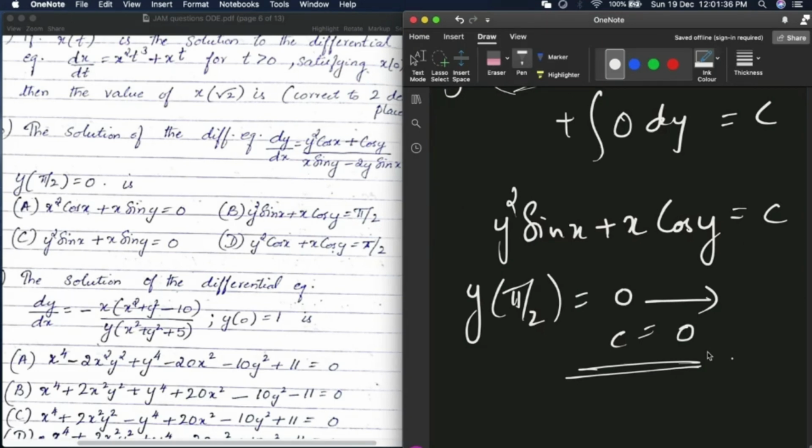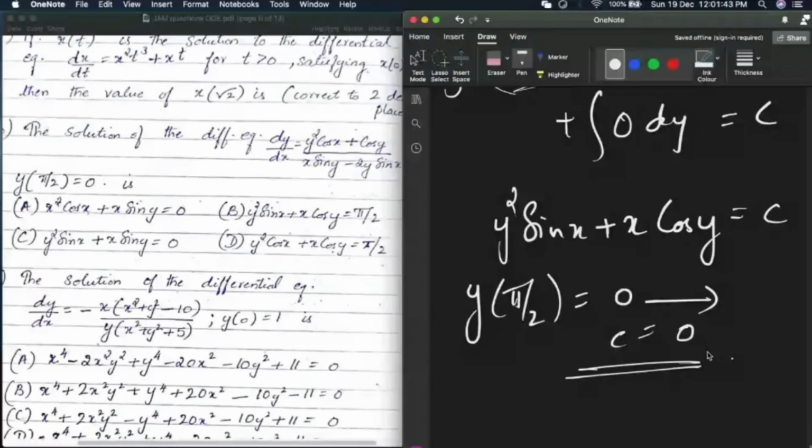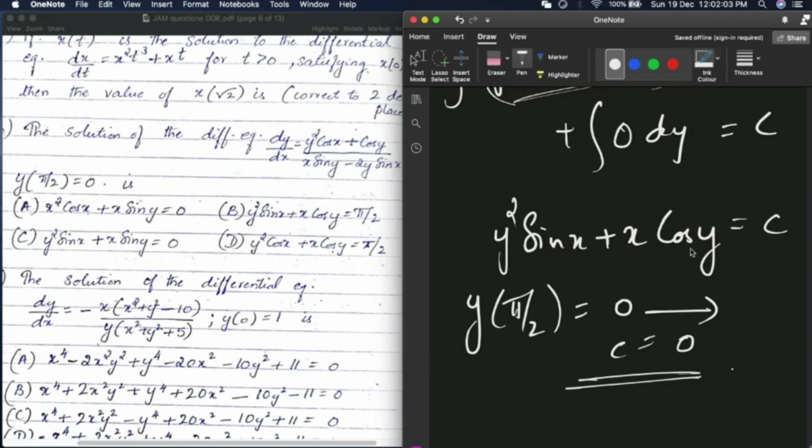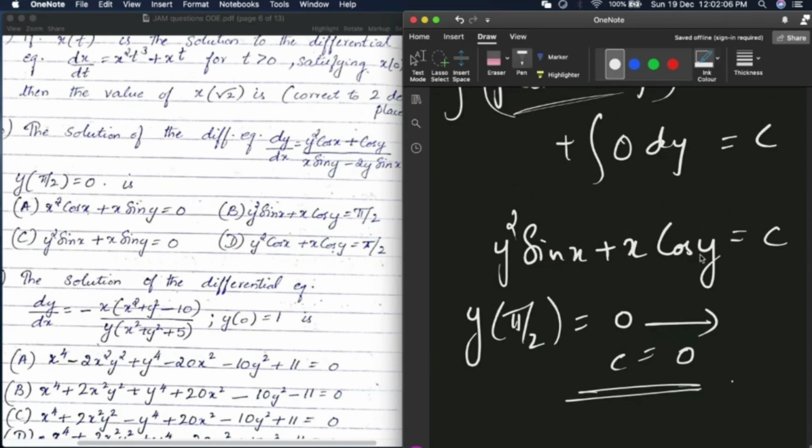So y square sin x plus x cos y. Is it coming anywhere in the solution, or else I made a mistake while writing the answer? Y square sin x plus x cos y is equal to pi by 2 is coming here, no? This has to be 0, I think. Maybe I have made a mistake while writing the options. Ma'am, isn't C pi by 2? C is coming pi by 2? Yes, ma'am. Cos pi by 2 is 0, no?